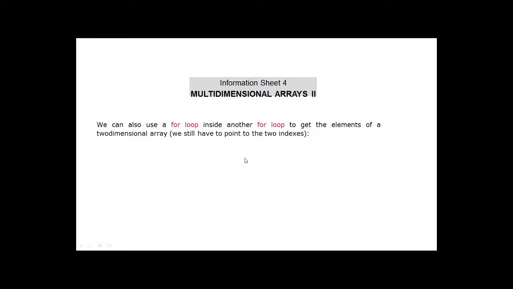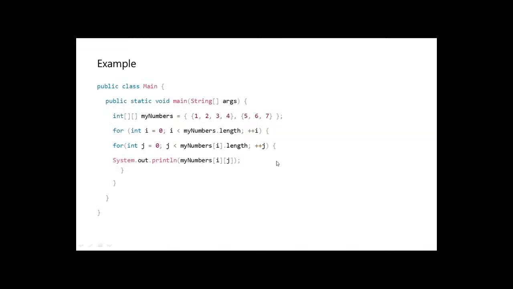Next, we have multidimensional arrays. We can also use a for loop inside another for loop to get the elements of a two-dimensional array. And we still have to point to the two indexes. Example, we have my numbers 1, 2, 3, 4, and 5, 6, 7. Now, we have this loop. Int i equals 0, and i is less than my numbers length, and plus plus i.